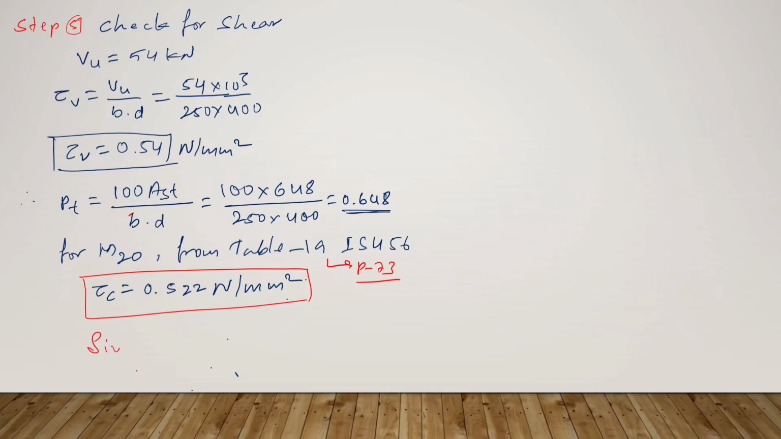Since tau V is greater than tau C, shear reinforcements are not required. If ಅದು ನಿಮ್ಮ ಕೇಸಲ್ಲಿ ಏನಾದರೂ tau V is less than tau C ಅಂತ ಬಂದರೆ shear reinforcement ನ ನೀವು ಡಿಸೈನ್ ಮಾಡಬೇಕಾಗುತ್ತೆ. tau V is greater than tau C ಬಂದರೆ shear reinforcements are not required.